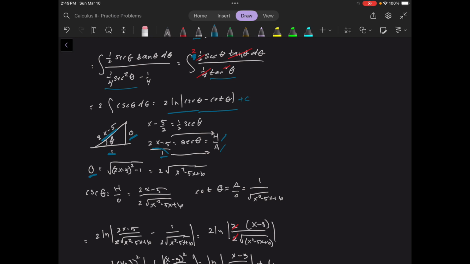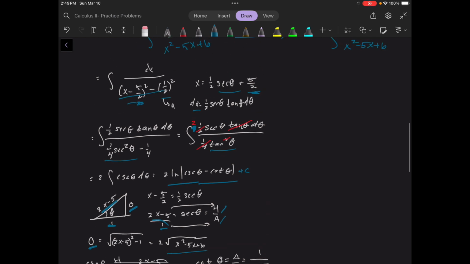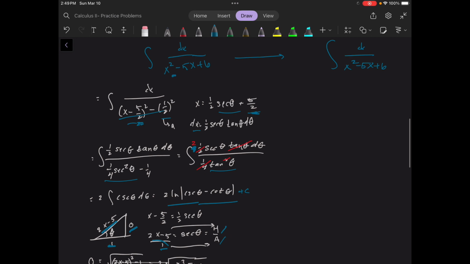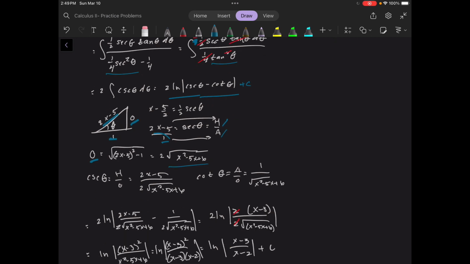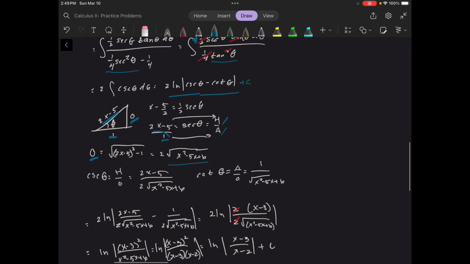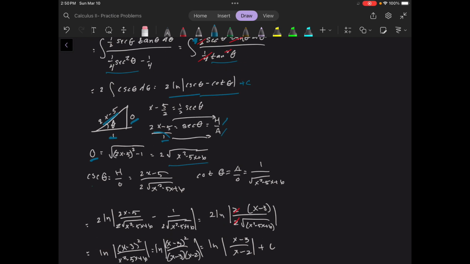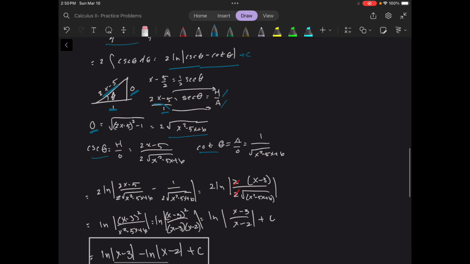O is equal to the square root of the hypotenuse squared minus the other side squared. And remember, that function is what we started with here, right? Except it has a square root and whatever else. Finally, now that we have all 3 sides of the triangle, we can find our cosecant theta and our cotangent theta. Plug those all into our ln.